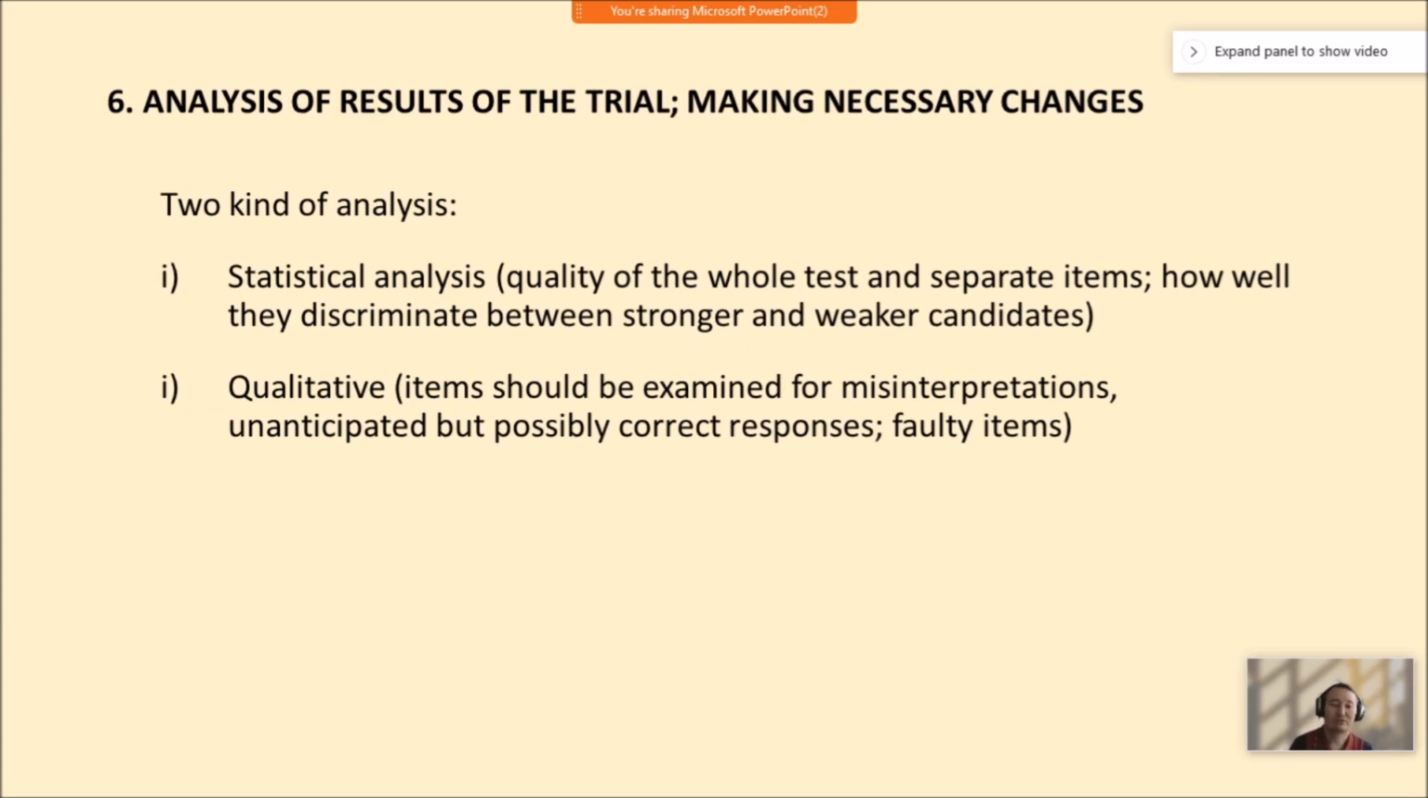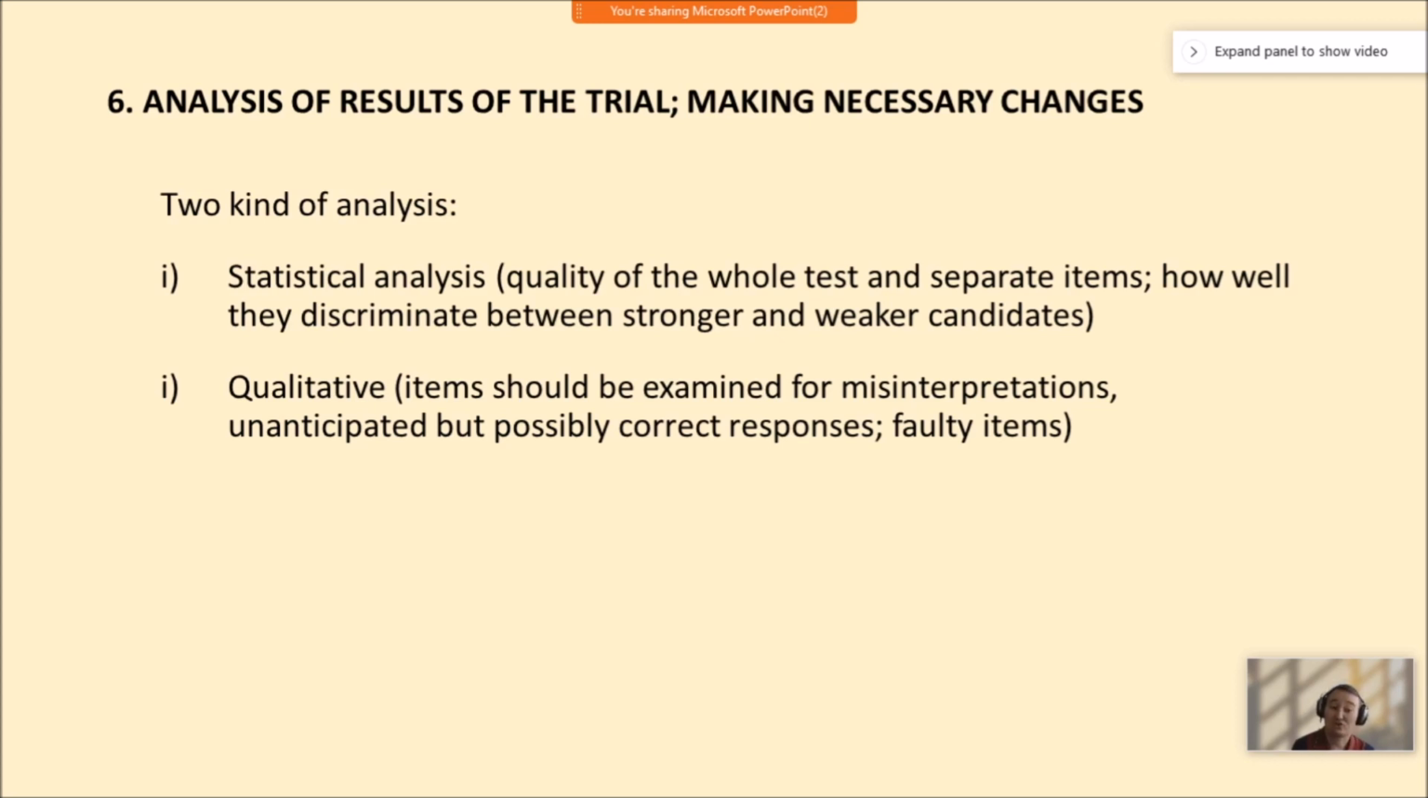Analysis of results of the trial, making necessary changes. After you have conducted those tests, of course, you should analyze. You can analyze it statistically. If, for example, 70% of students made a mistake on a specific item, and 70% of them answered B, which is a wrong answer, it might mean that B is a very strong distractor. It's so strong that it is believed to be the correct answer by students.